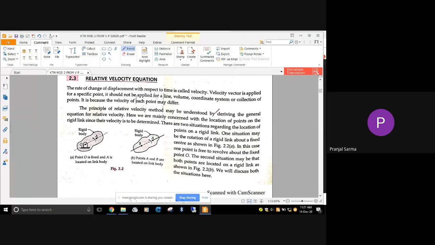There we saw that p equals r omega, that expression. Still, we are going to discuss it once more. We already know that the rate of change of displacement is the velocity. Right now we are talking about the relative velocity equation. Generally the velocity vector is applied only for a particular, specific point, and it should not be applied for a line, a volume, a coordinate system, or a collection of points, because the velocity of each point may differ from point to point.